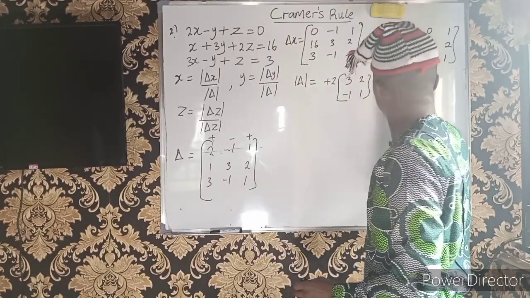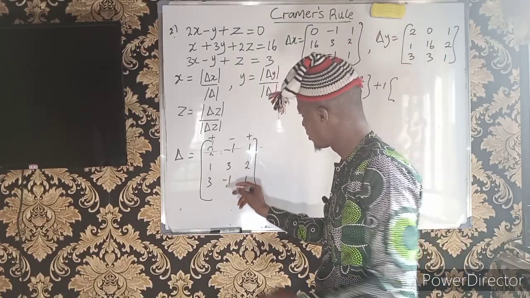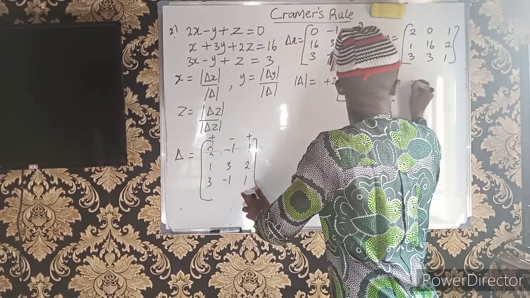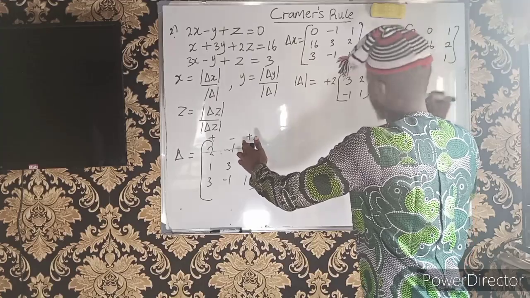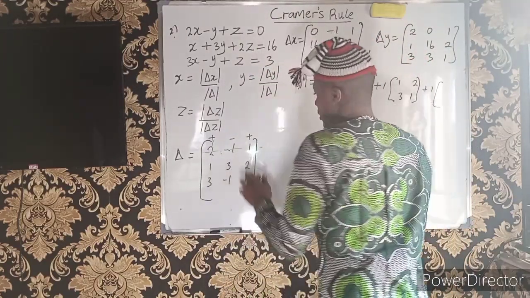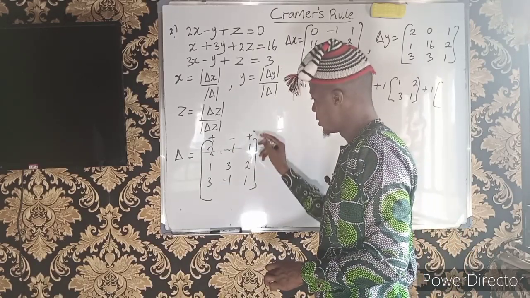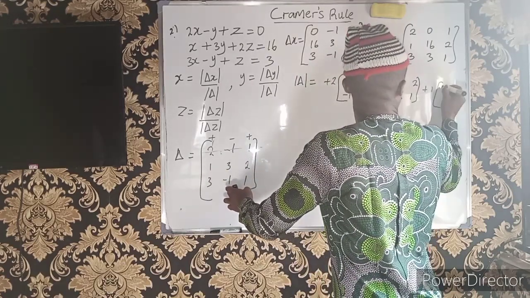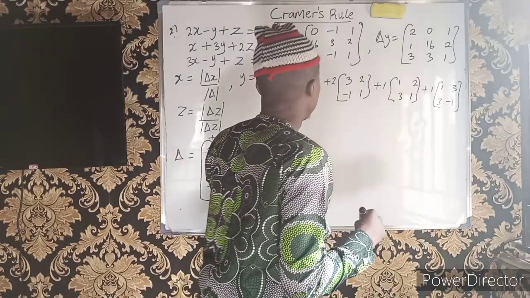That will now be plus 1 into, if I delete the same row and the same column, I will just have 1, 2, 3 and 1. Then plus 1, if I delete the same row and the same column, I'll be left with 1, 3, 3 and the minus 1. So I will now find the determinant.